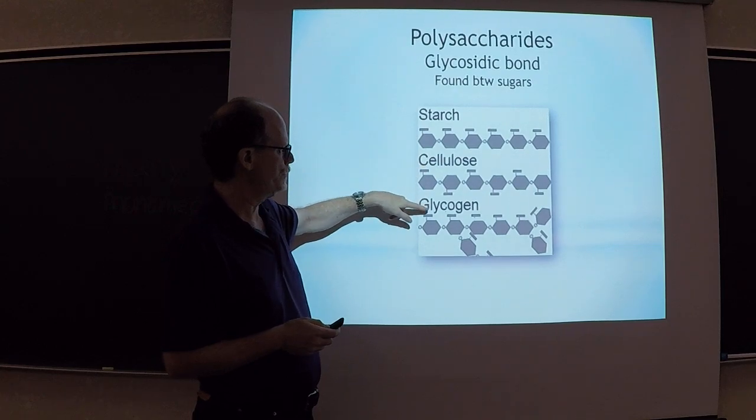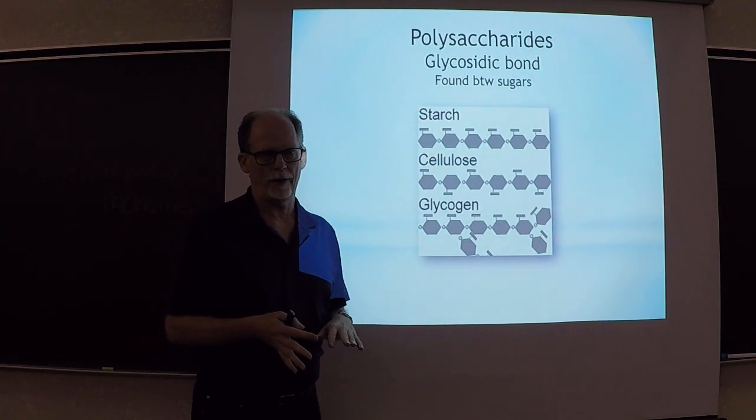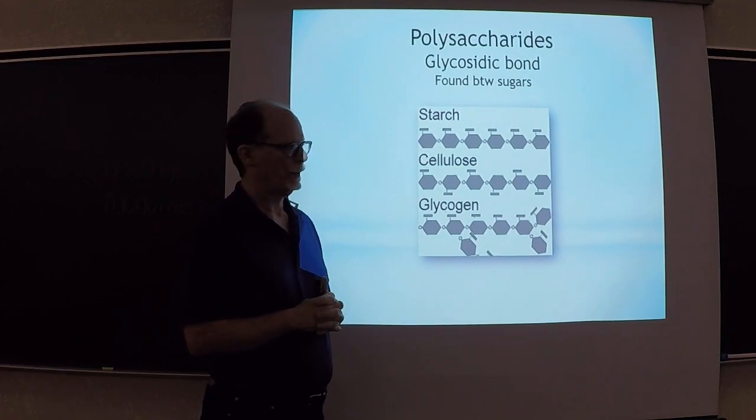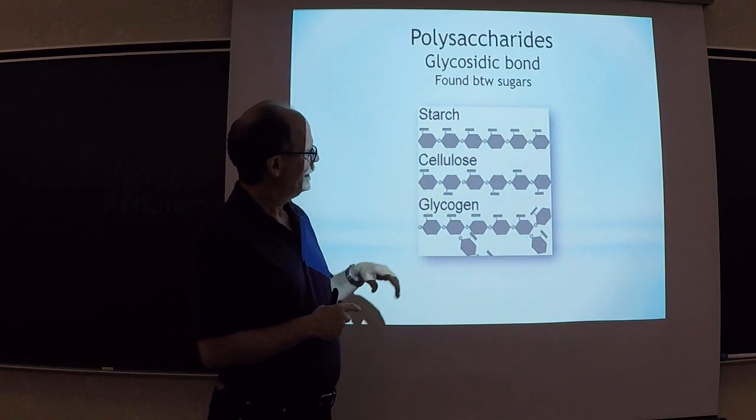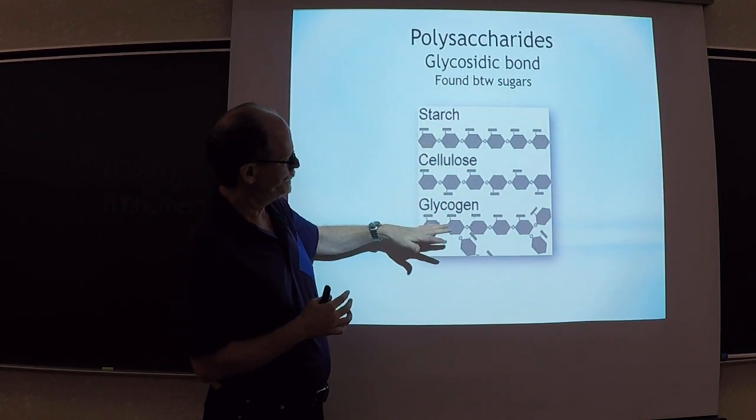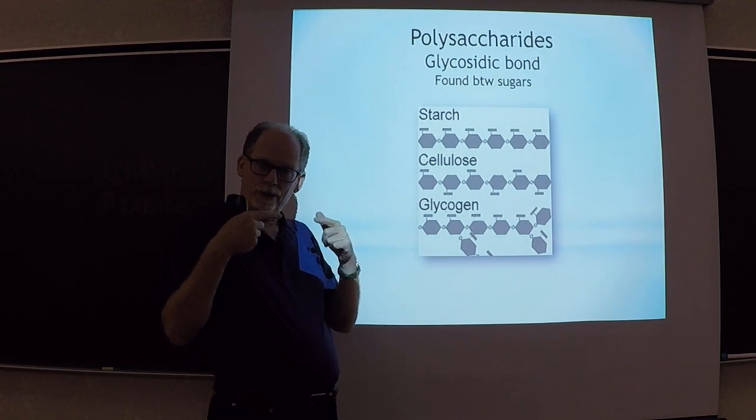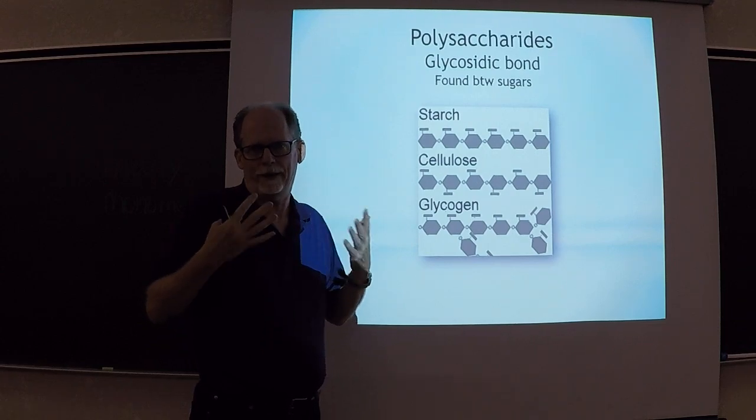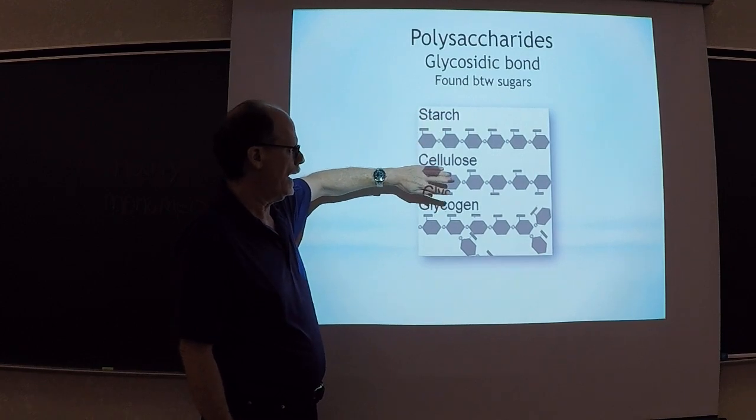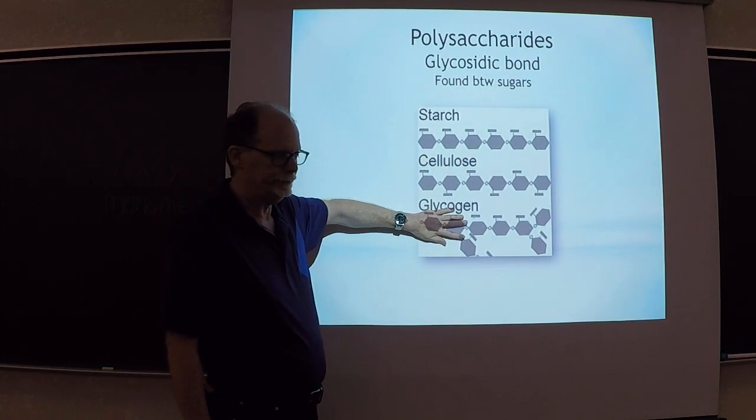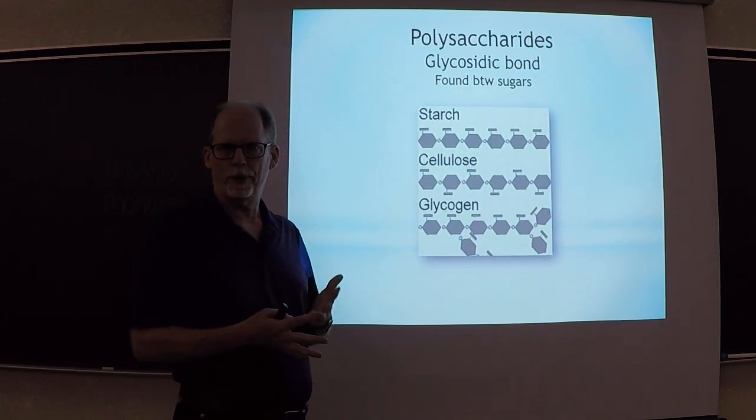So starch, cellulose, and glycogen are examples of polysaccharides that all contain glucose. This is supposed to be a glucose, each one of these. They're oriented differently. You don't need to know the differences, but they're made of the same thing, and the glucoses are linked together differently to make them different molecules. So plants make starch, animals make glycogen. Cellulose is made by plants as a structural component in their cell wall.